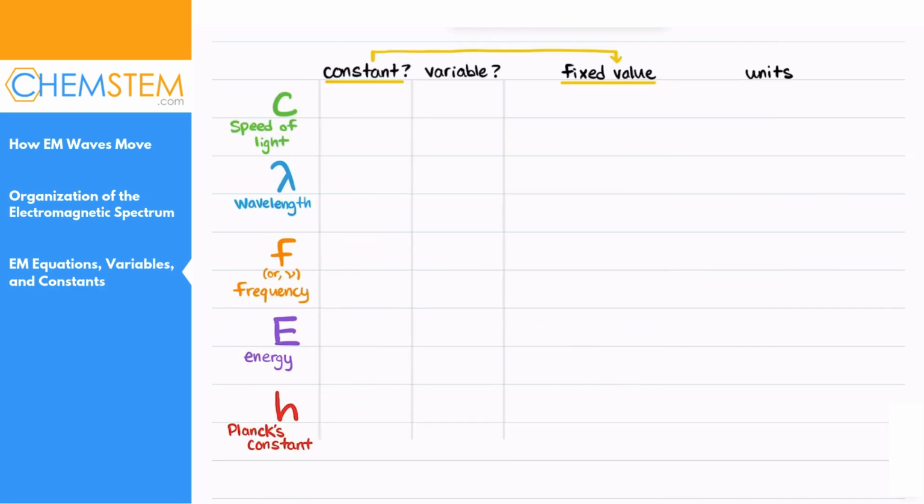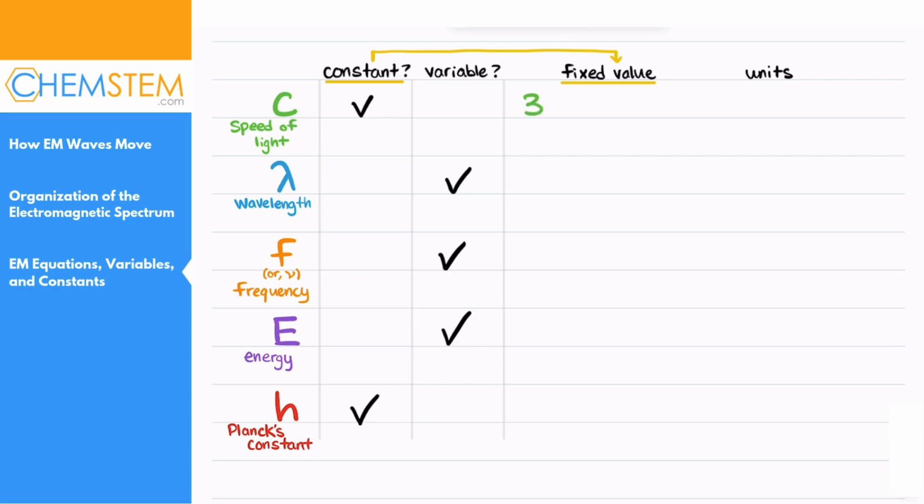Now let's think about all five parts. The speed of light, is it a constant or a variable? The speed of light is a constant. Wavelength, though, will be a variable because it can change. So can frequency, and of course, energy. But Planck's constant, as the name implies, is a constant. So if it's a constant, what is that fixed value?